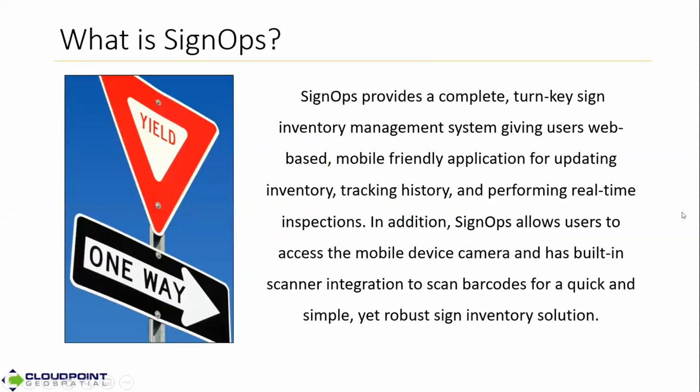So really, what is SignOps? As Bill was saying, SignOps is a complete sign inventory management solution. It provides a turnkey sign inventory management system that gives its users a web-based, intuitive, mobile-friendly application for updating their sign inventory, tracking their sign history, and even performing real-time inspections on their signs. SignOps also allows its users to access the mobile device's camera and has built-in scanner integration to scan barcodes on signs for a simple, complete, robust sign inventory management solution.